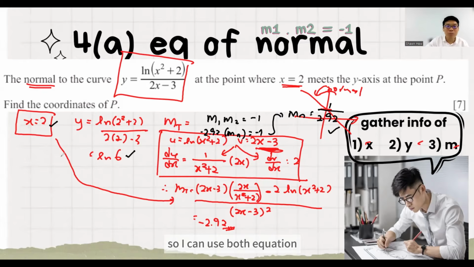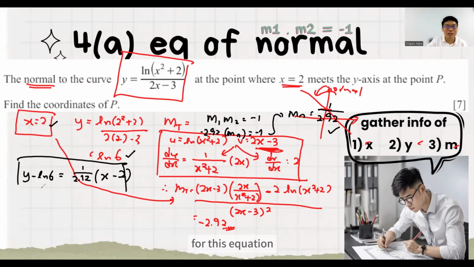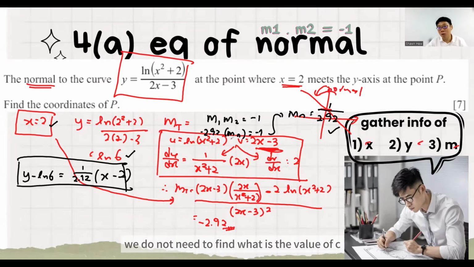So I can use both equations. Let's say I use y minus y1 equals to m times x minus x1. For this equation, the good thing is we do not need to find what is the value of c. This is already my equation of normal.